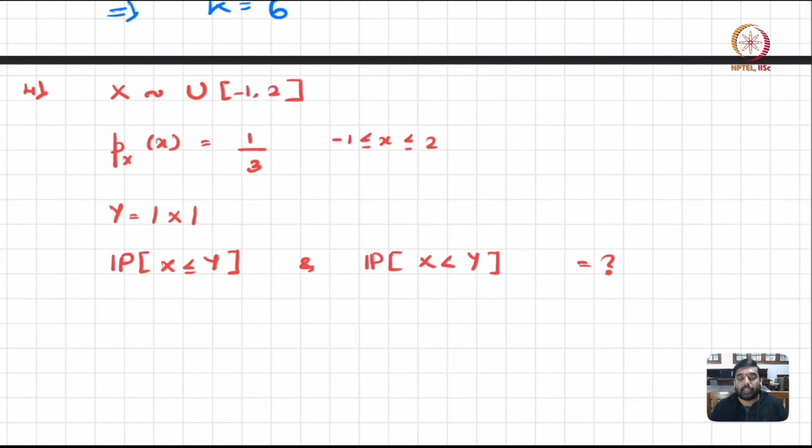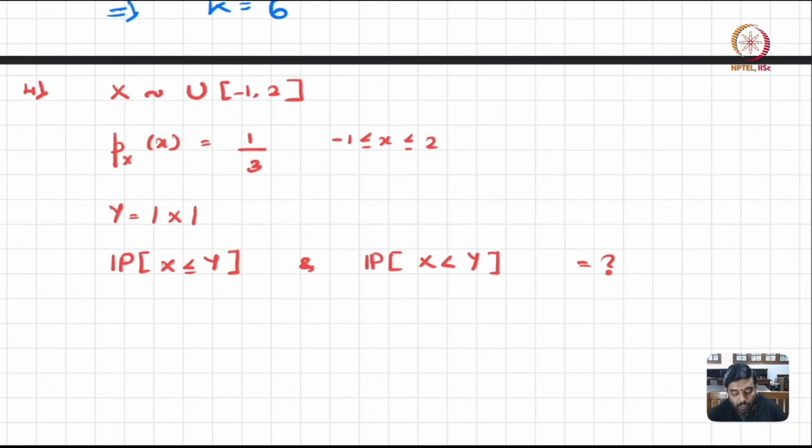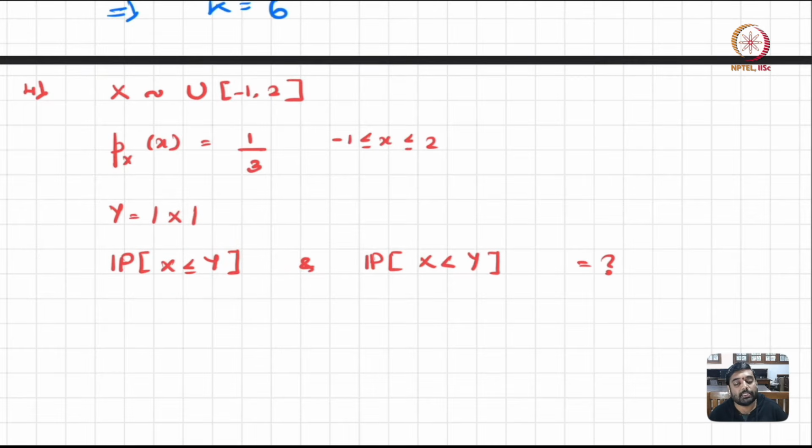Fine. Now this density is defined between these values. Now I take y, which is mod of x. Now tell me, what is the probability that x is less than or equal to y? And then what is the probability that x is less than y? Now you might think that both of them are actually the same. Hold on. There is a very nice catch here, which we should understand. So now let's try to understand this.